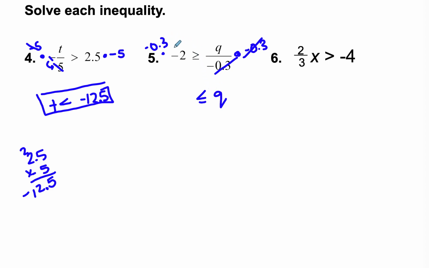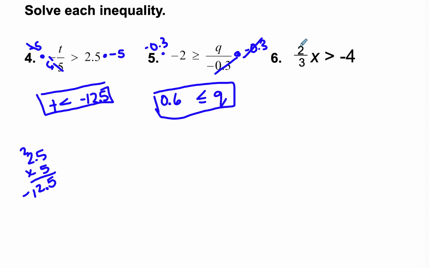All right, if it was 3 times 2, it would be 6. 1 decimal in the problem, 1 decimal in the answer. Same signs, answer is positive. So 6/10 is less than or equal to Q.